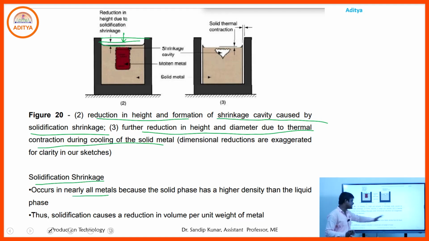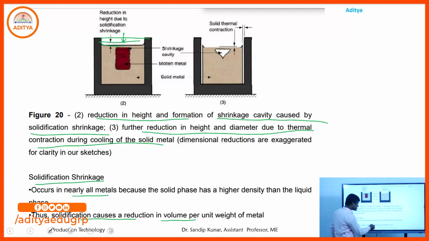Solidification shrinkage occurs in nearly all metals, because the solid phase has higher density than the liquid state. Solidification starts from the mold surface, and when it solidifies, the density of the solid phase is higher than the liquid phase. Another point: solidification causes a reduction in volume per unit weight of the metal.